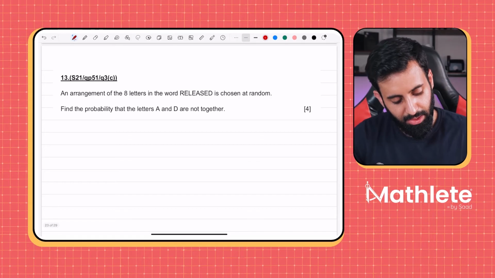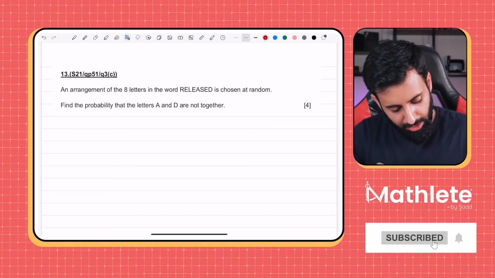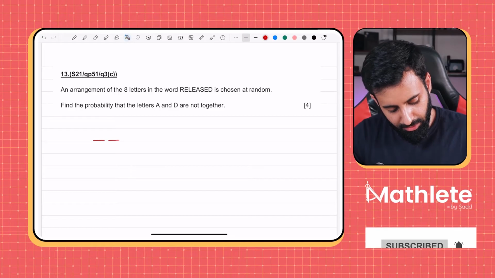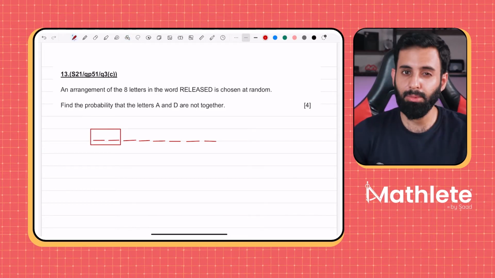Okay, now, another question of the same type. Let's see what this says. An arrangement of the 8 letters in the word RELEASED is chosen at random. All right, find the probability that the letters A and D are not together. So how many letters are we talking about? We're talking about 8. 1, 2, 3, 4, 5, 6, 7, 8. Let's put A and D together. Let's find out the probability of them being together, and then we'll subtract that from 1.